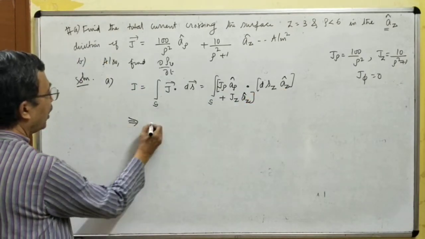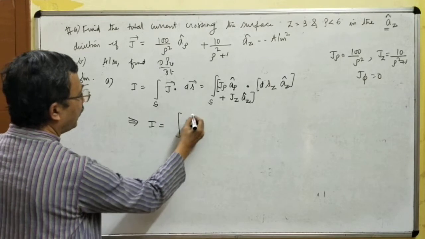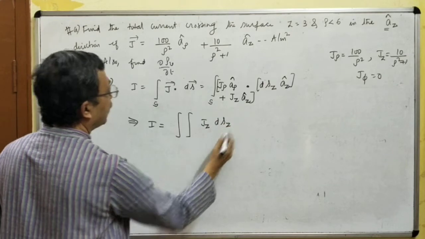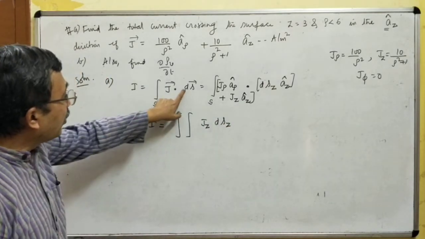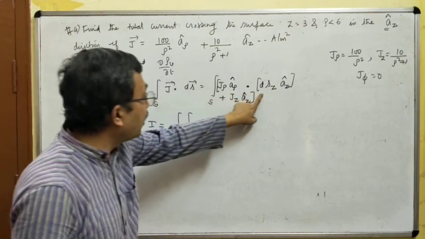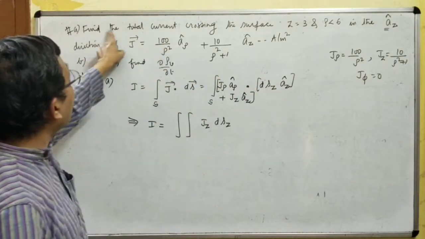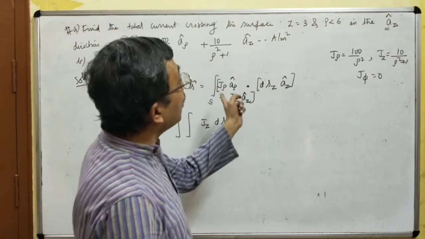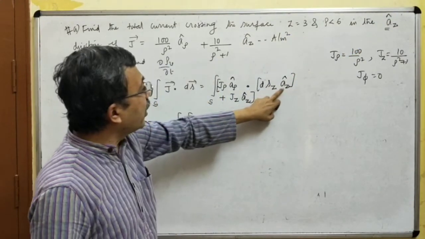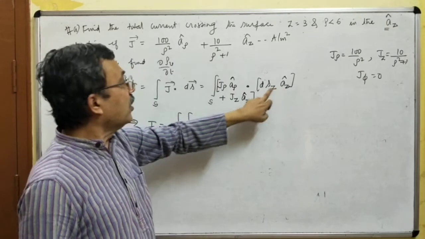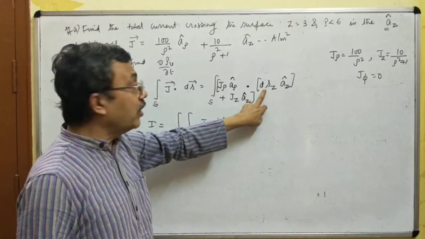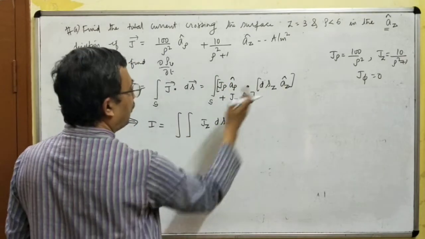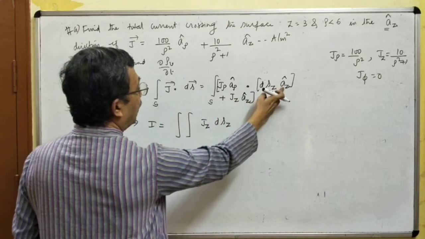This implies I is equal to the double integral, and you will be left with Jz into dsz. Please note why I have taken vector ds as dsz into Az cap: because he has asked for the total current crossing the surface in the Az cap direction. If he had asked for the A rho cap direction, then instead of Az cap I should have written A rho cap, and instead of dsz I should have written ds rho. Please note that. So the dot product of A rho cap and Az cap is 0, and the dot product of Az cap and Az cap is 1.